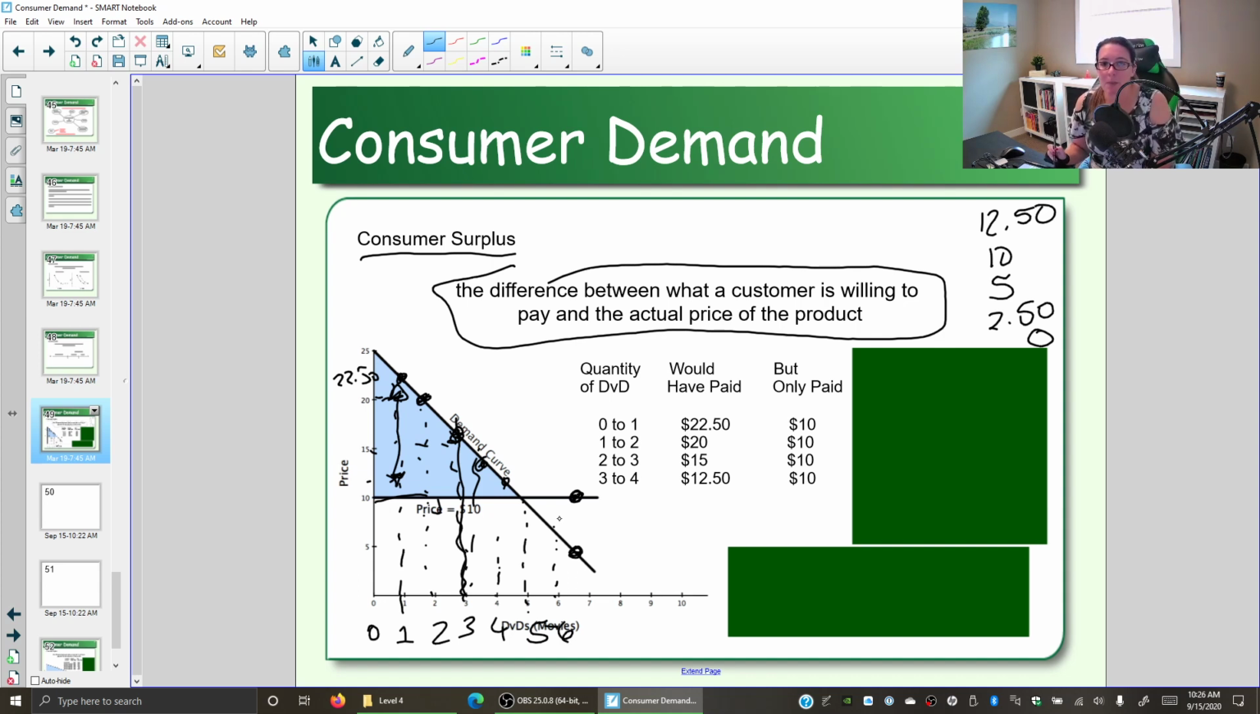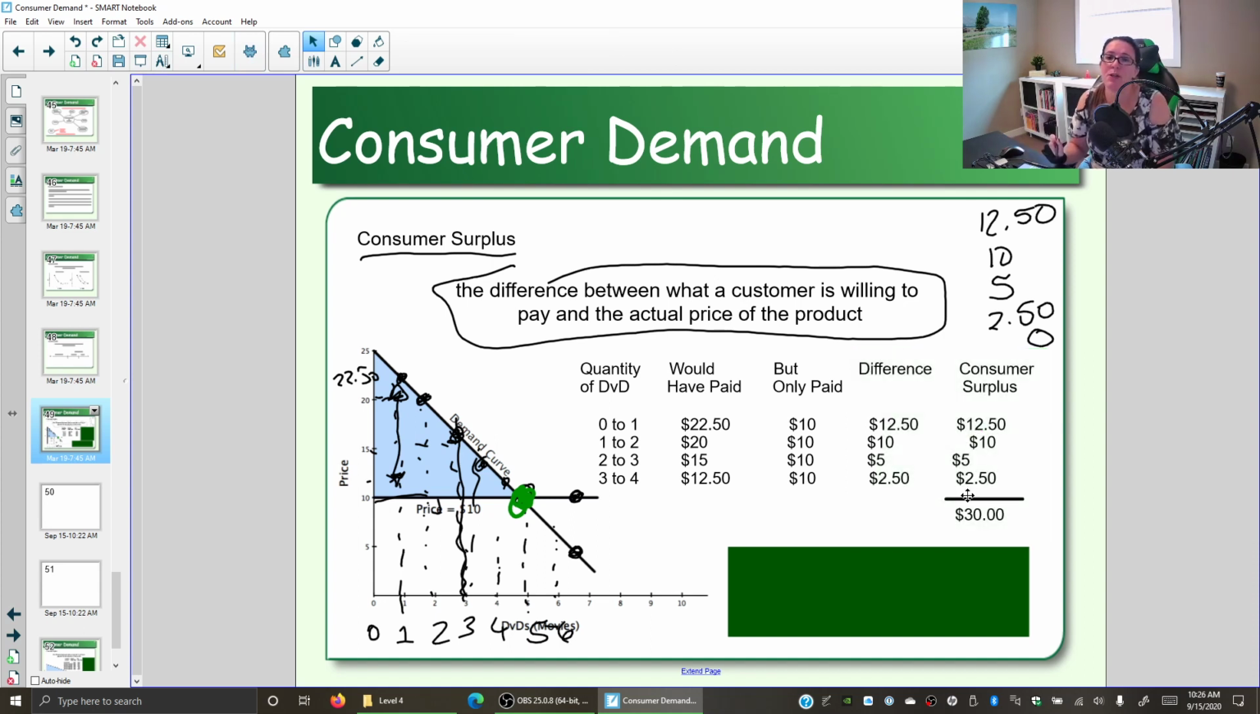So where do we stop in terms of our purchases? We will get 5 movies. We've maximized all the consumer surplus. We've gotten all the deals we could have. We stopped when we're paying the same value, so the value is the same as the price. So how much total consumer surplus do we get? Well, we add up all the deals to be had: our $12.50, our $10, our $5, our $2.50, and our 0, and the total consumer surplus is $30.